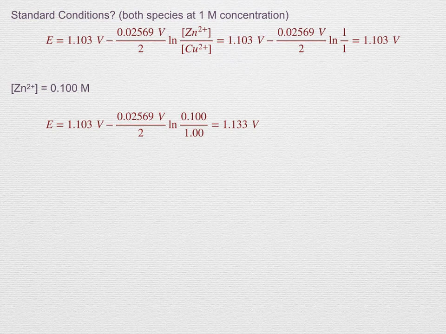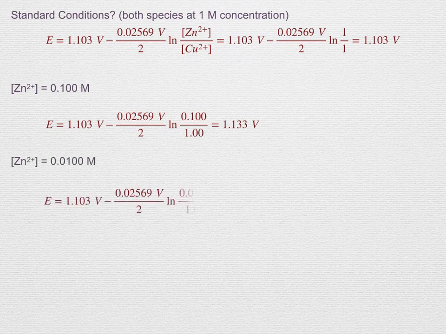Chemically, you should expect this too. Think of Le Chatelier's principle. The zinc ion is on the product side of the reaction. We decrease its concentration so the reaction will respond by trying to counter that change and produce more zinc ion. That is in the forward direction, so we would expect an increased potential in the forward direction, or a more positive cell potential. Now decrease the zinc concentration to 0.01 molar.